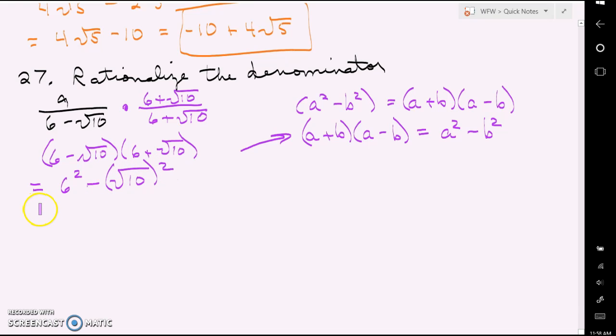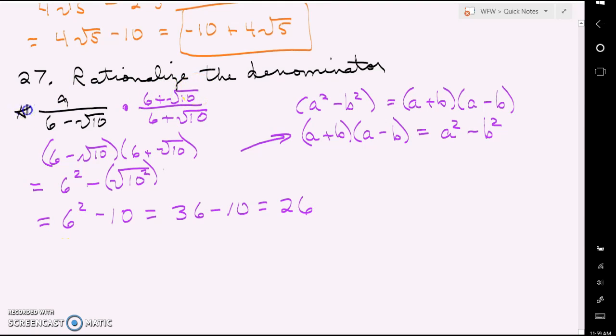squared. Alright, and the square root of 10 squared, actually in this case, let's write it under the radical. The square root of anything squared is itself, so we have 6 squared minus 10, and that gives us 26. So our rationalized denominator is 26, but our numerator is 9 times 6 plus square root of 10.